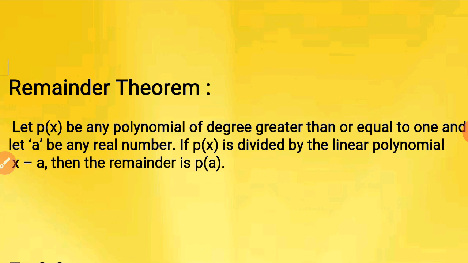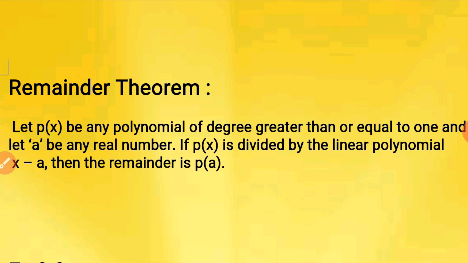Now children, there is a method of getting the remainder directly if we are dividing by a linear polynomial. You need not do the entire division. A very simple method is there wherein a little bit of substitution is needed and you directly get the remainder without doing any division. Let me read out the statement of remainder theorem.